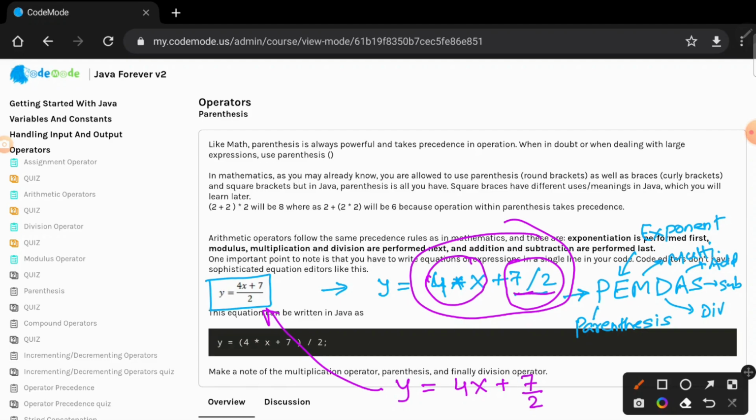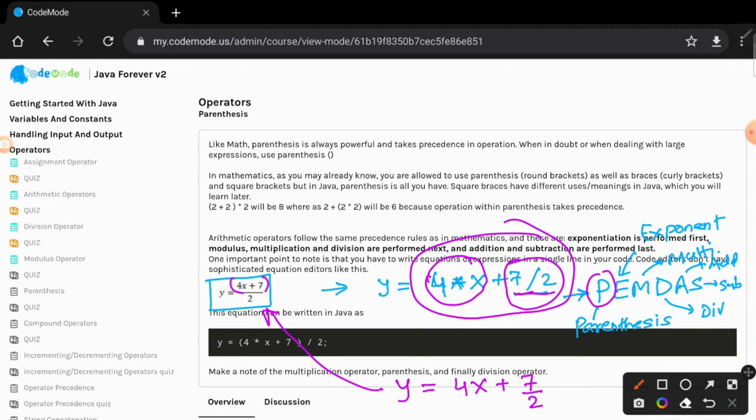So parentheses come very handy. In order to make sure that the desired operation, like overall 4x plus 7 is divided by 2, we want to cover or wrap it inside a parenthesis. And that's the power of parenthesis, because parenthesis is the first operation that always takes place.